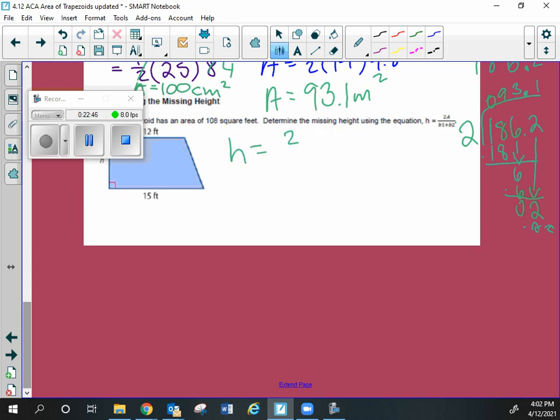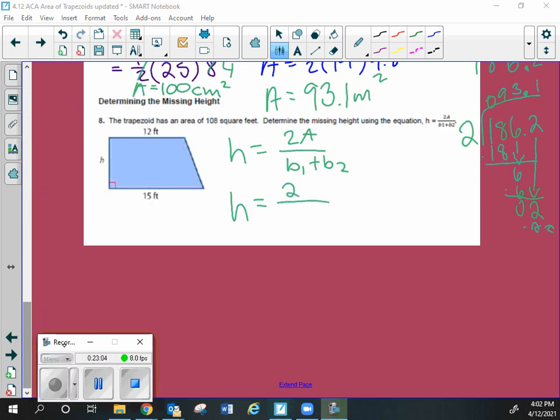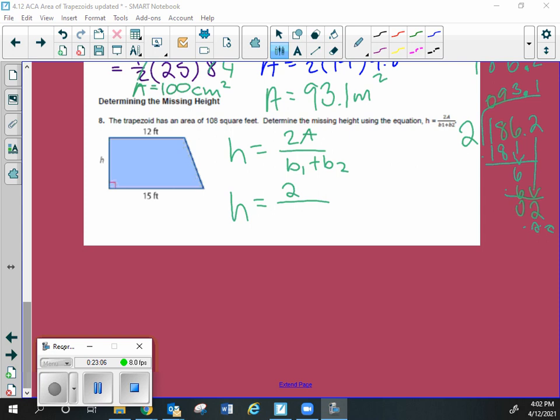H is equal to 2A over B1 plus B2. Okay? The letters are the same thing. The A is area, base 1 and base 2 right there. Okay, let's substitute in our values. I'm looking for the height. I'm going to put 2 times the area. What is the area in this one? 12. Nope. What is the area in this problem?